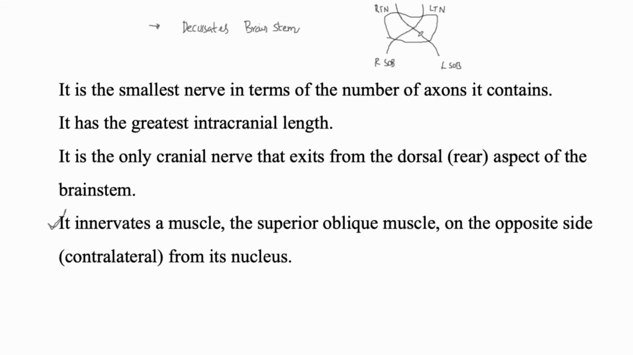A key point here is, if the injury is occurring to the trochlear nucleus or the trochlear nerve before emerging from the midbrain or brainstem, this leads to contralateral superior oblique palsy. Okay, please, SOB is not shortness of breath, it is superior oblique. Similarly, if the trochlear nerve injury is occurring after the exit from the brainstem, or after the decussation, this leads to ipsilateral SOB palsy.